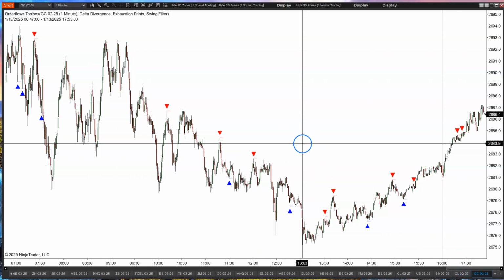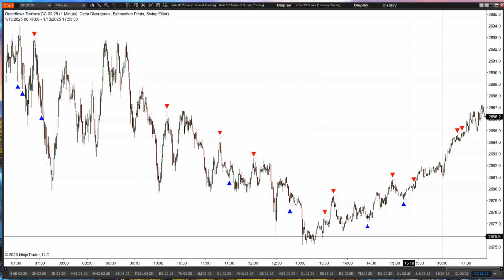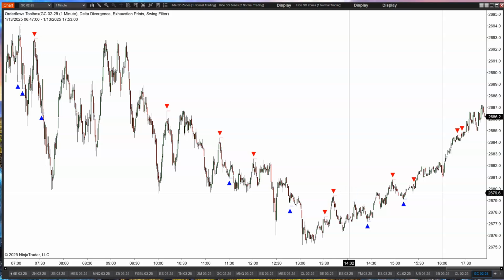But you can see, this is delta divergence and exhaustion print. All right, so it's a pretty strong trade setup that you could look for. Again, if you're using a normal footprint chart, it's great.